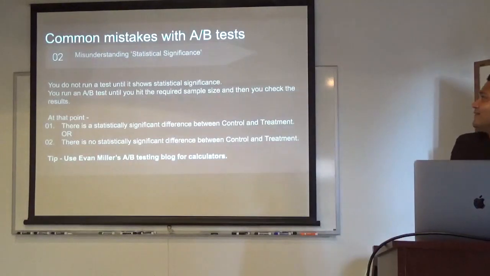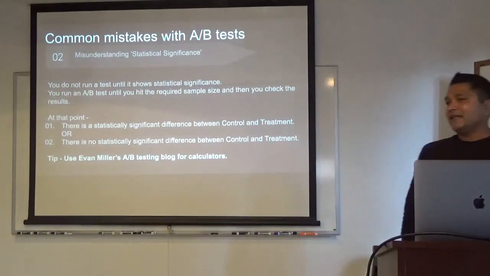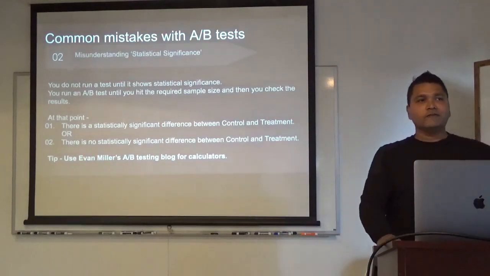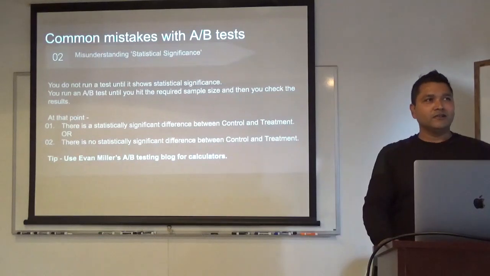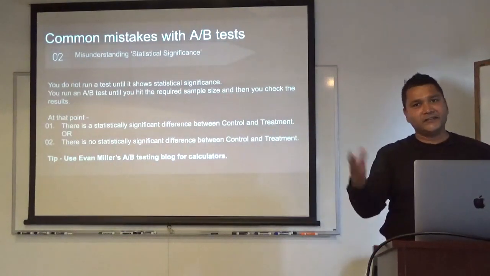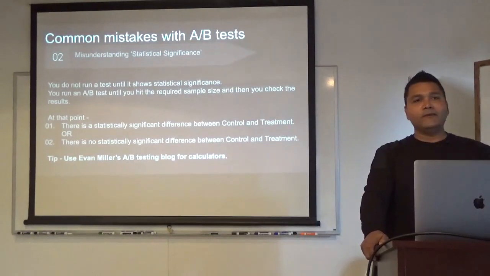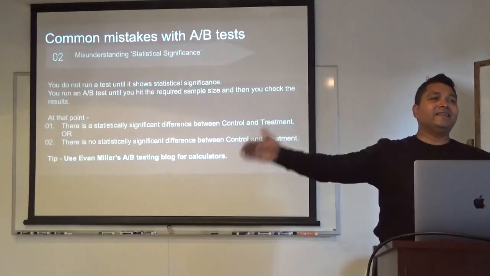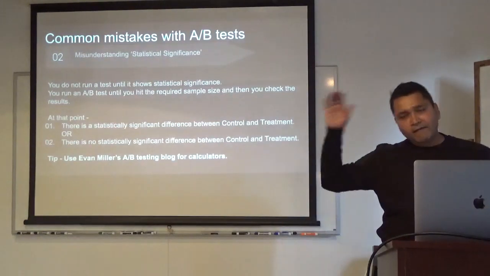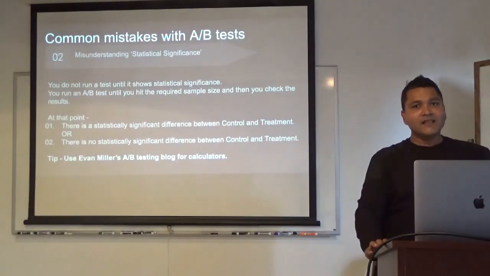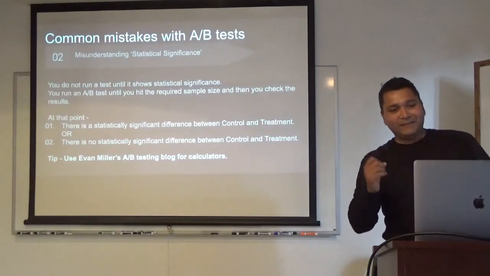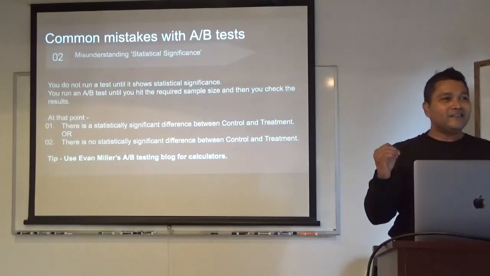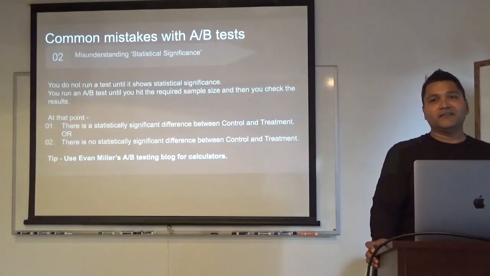The second one is a lot of people misunderstand statistical significance. Those of you working with A/B tests, you'll get the question a lot: okay, when will this experiment get to SS, statistically significant? I don't know, maybe it'll never get to significance. You don't run a test until it gets to significance. If you let it run for infinity, everything will get to significance eventually, because at some point you're measuring such minute changes that you will start seeing significant results.